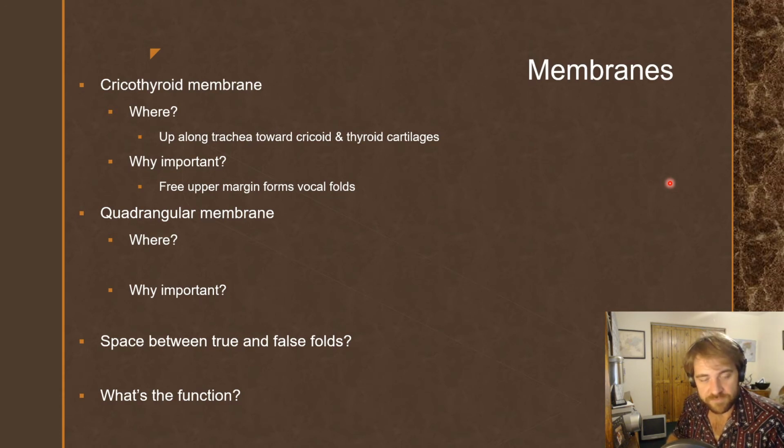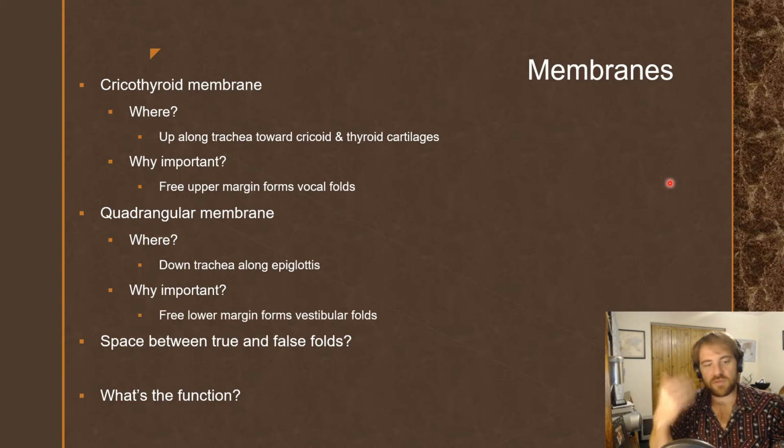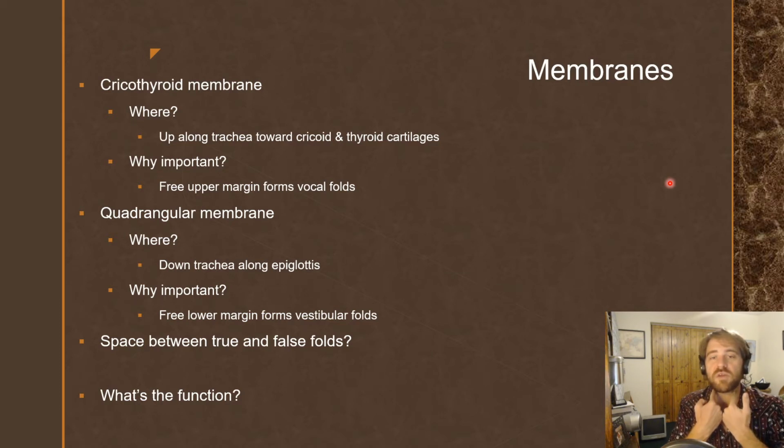What about the quadrangular membrane? Where's it? Now, that's right. It moves downwards from the epiglottis down. And why is it important? Because it forms the vestibular folds, exactly, or the false vocal folds. So it's moving down, and the free lower margin of it creates the false vocal folds.